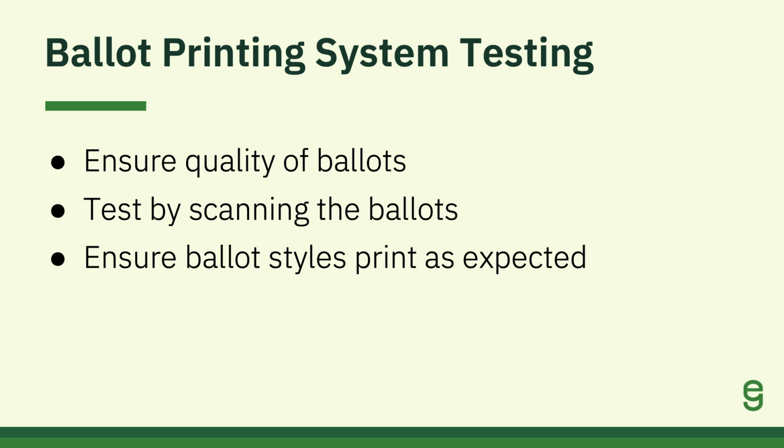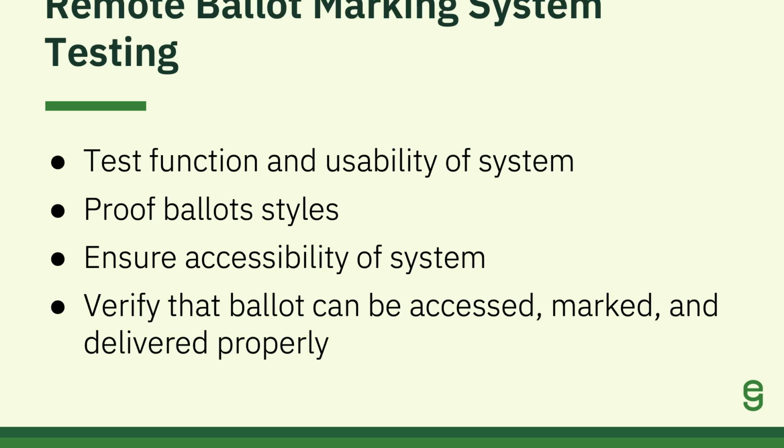Next, let's just touch on ballot printing system testing. Most of this is something you already do, but you want to ensure that the quality of the ballots is correct, that it's working properly. You'll want to test by scanning those ballots and ensure that each ballot style prints as expected. For those of you using remote ballot marking systems or remote ballot marking and delivery systems, you want to make sure that you're testing the function and usability of those systems, proof the ballot styles, and ensure that the system is accessible. You may want to partner with an organization who can test those systems from time to time to ensure that they're working as expected, and verify that the ballot can be accessed, marked, and delivered properly.